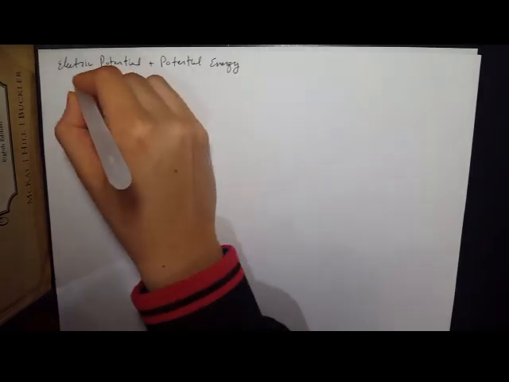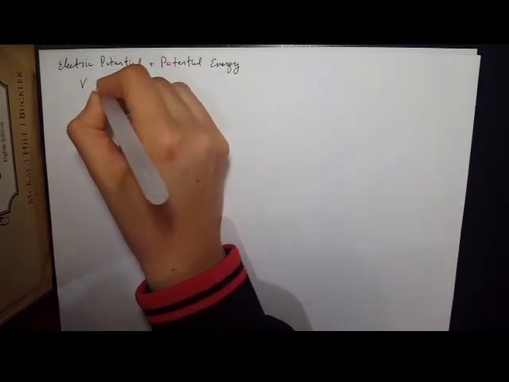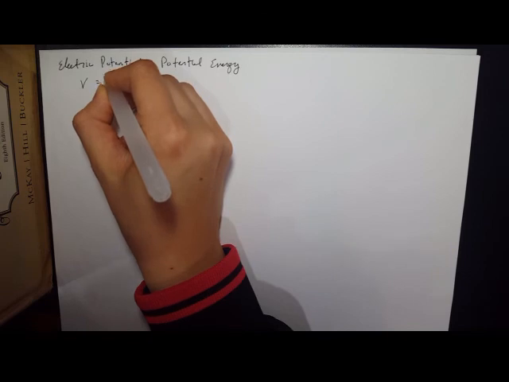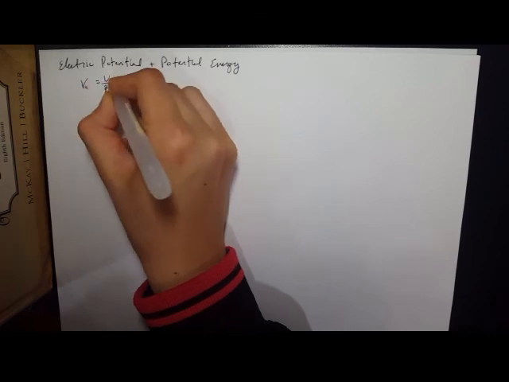Alright, so this video is on electric potential and potential energy. Let's start by covering some of the basic topics such as what is electric potential. So electric potential, written as V, is equal to the potential energy per unit charge. And if we talk about a charge at point A, this would be V_A is equal to U_A over Q.